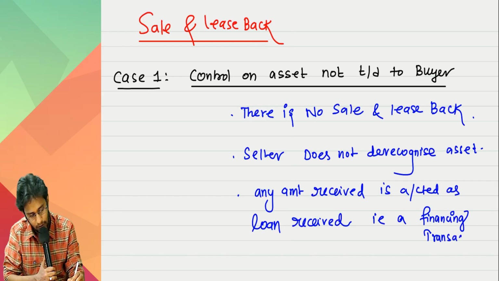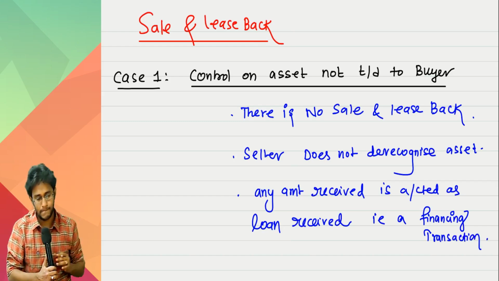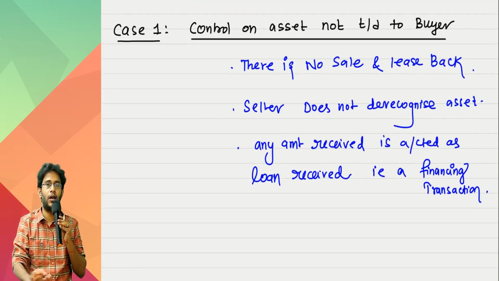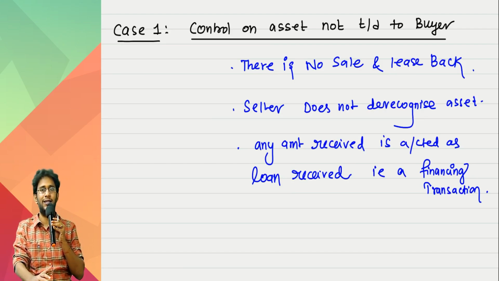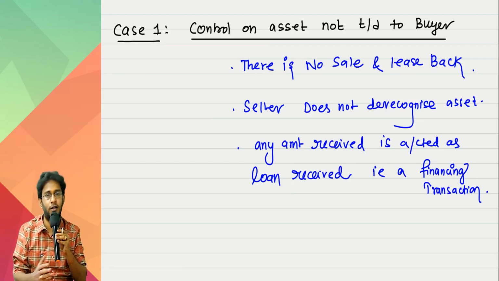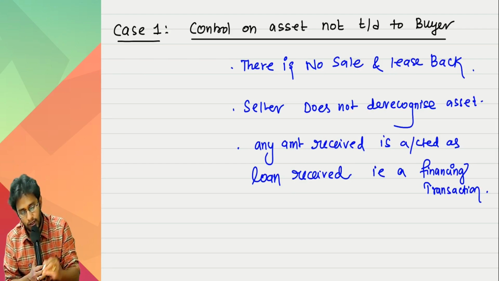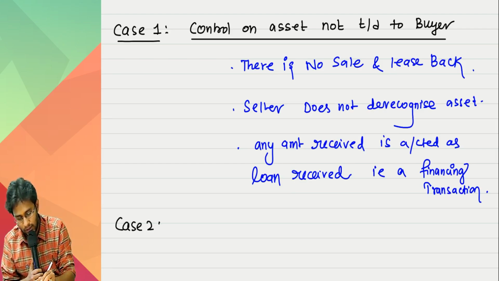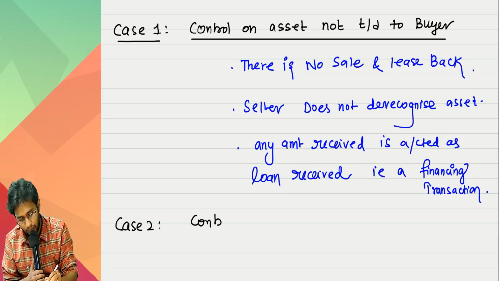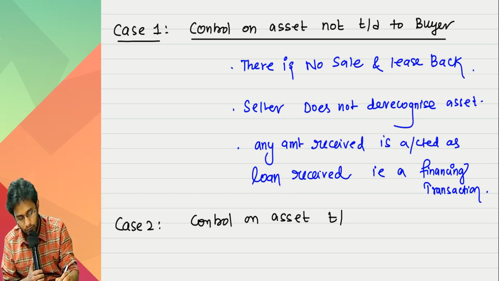So this is case 1. This case will not come in the exam because in this you don't have any proper accounting of sale and leaseback. Case 2 is your exam fort. Control on the asset is transferred to the buyer.